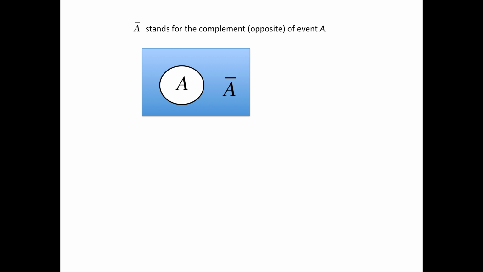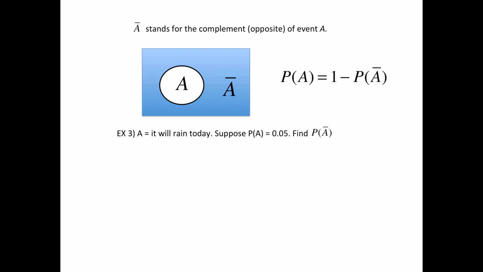The next definition is the complement, which is another way to say the opposite. So if A lives in this white circle, then the complement of it is all the rest of the blue stuff, everything except A. And the probability of A is equal to 1 minus the probability of the complement. So for an easy example, suppose that A means that it's going to rain today. And suppose that there's a 5% chance that it's going to rain. Well, if there's a 5% chance that it's going to rain, then what's the probability that it doesn't rain? So 5% chance for rain, 95% chance for doesn't rain.